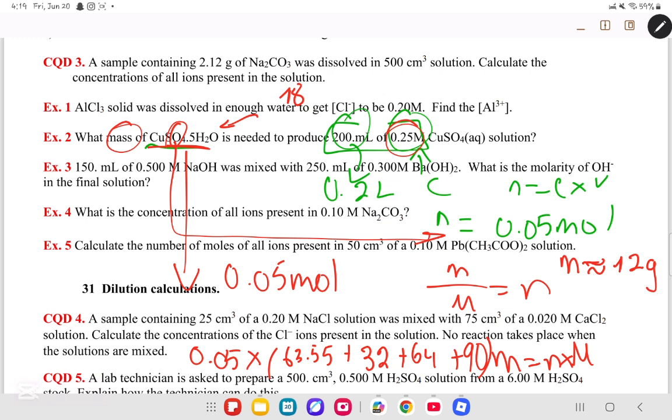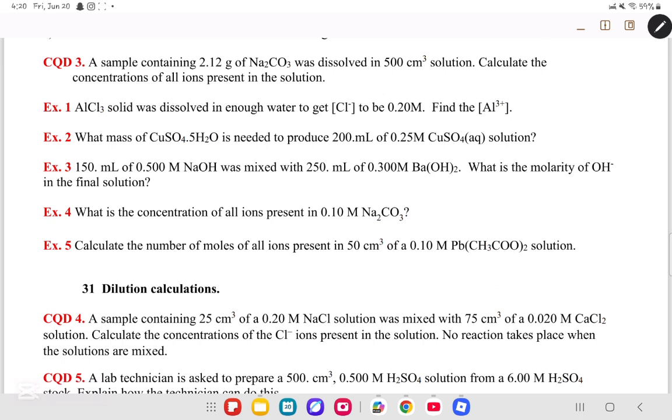But however, if you wanted to round it properly, it would be 12.48 grams. Okay, so this is what the actual answer is. Okay, so that's exercise number 2. We will move to exercise number 3.